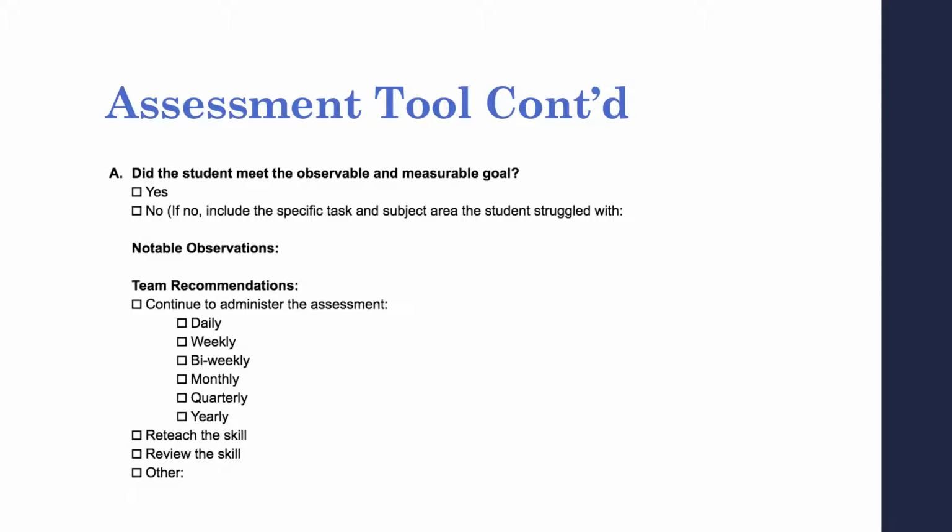This is another part of the assessment tool that helps the team keep really detailed track of the student's progress. So this part asks, did the student meet the observable and measurable goal? Any notable observations, and also team recommendations. So it can help the IEP team know whether they're going to continue this assessment, reteach the skill, review the skill, or revise the assessment.